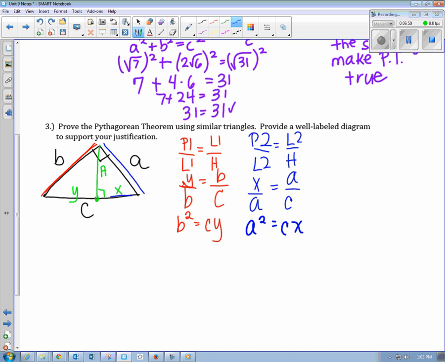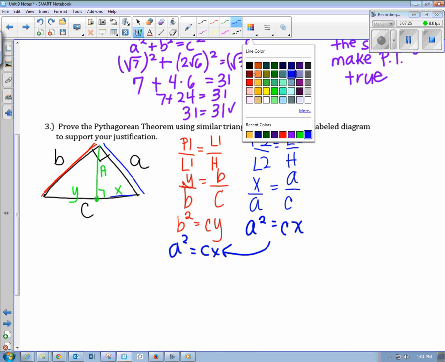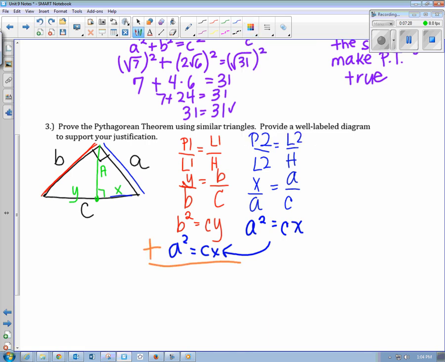And what I'm going to do from this point is add these two equations together. I'm going to take this blue one and write it underneath this one. And I'm going to add the equations together. So when I add these two equations together, I end up with, on the left-hand side of the equals, B squared plus A squared, which I'm going to choose to write as A squared plus B squared. And on the other side, I have C times X plus C times Y.